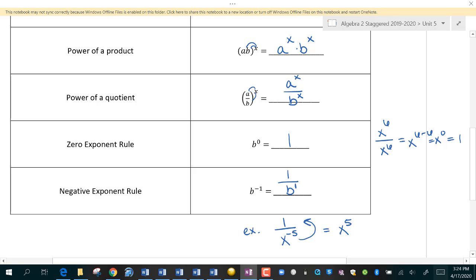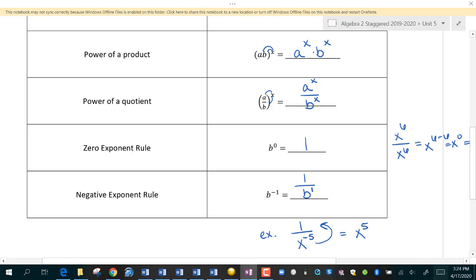So those are your properties. We're going to expand on these then probably on Wednesday and Thursday. But there's a super short Canvas quiz for you dealing with these properties, and there's more examples within that quiz as well.